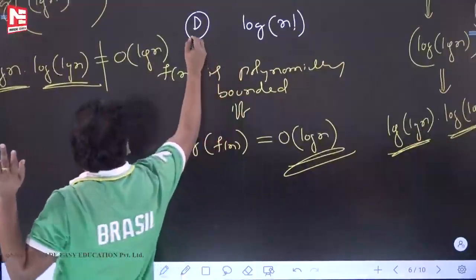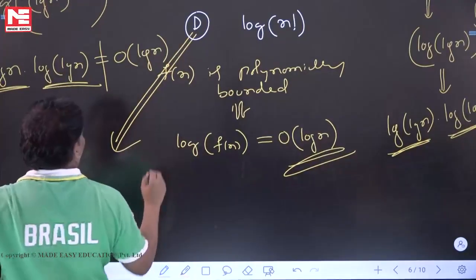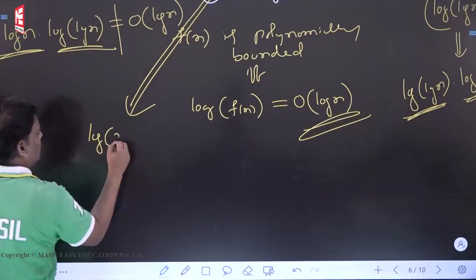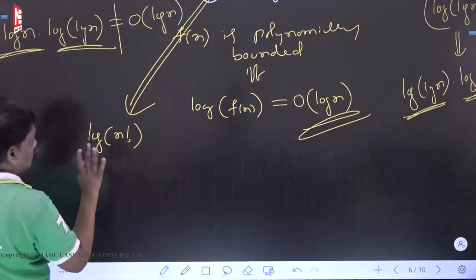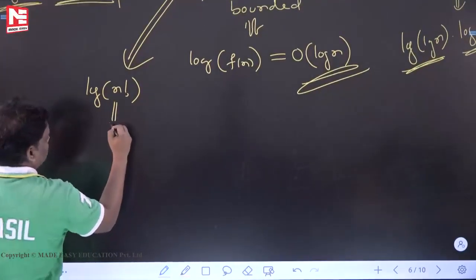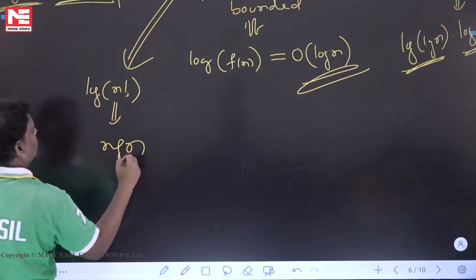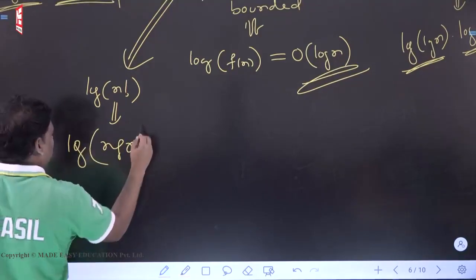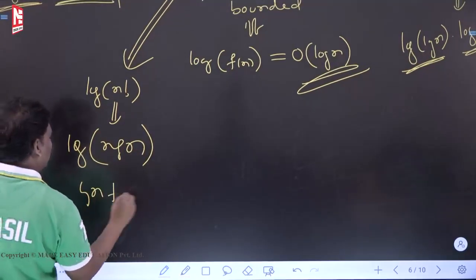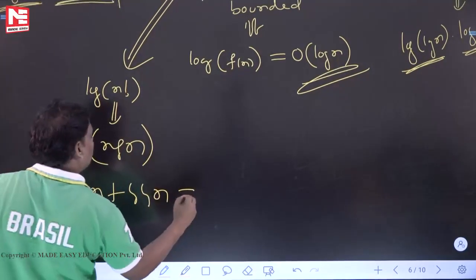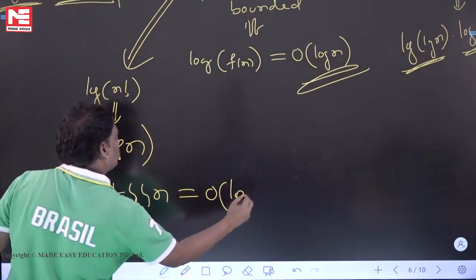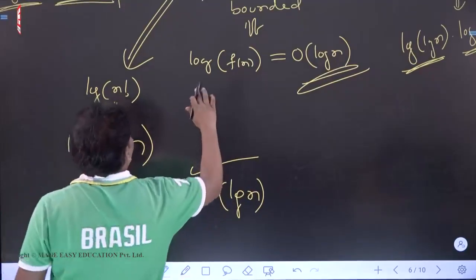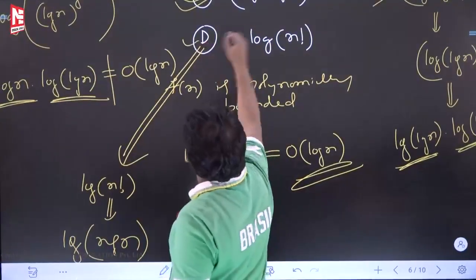Next one, let's go to option D also. If anyone still has doubt, option D may solve your problem. See this one? Log n factorial is the given one, which is nothing but n log n. To that, let me find out log, which goes to log n plus log n, is big O of log n. Is it right or wrong? Of course, right. So option D is also polynomially bounded.